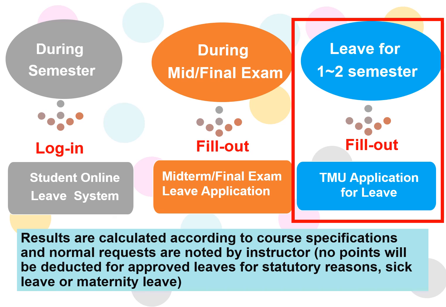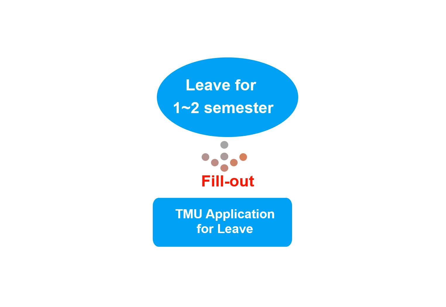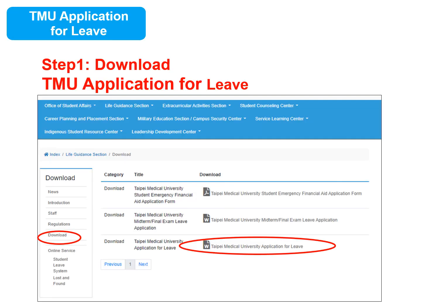The last condition is if you are a student who has to leave for one or two semesters, you have to fill out the paperwork. The paper is called the TMU application form for leave. Let's check on it. Make a long leave for one or two semesters. Now you already know our website, but just go back to the download part and you can find the application form for leave is the third item on the website.